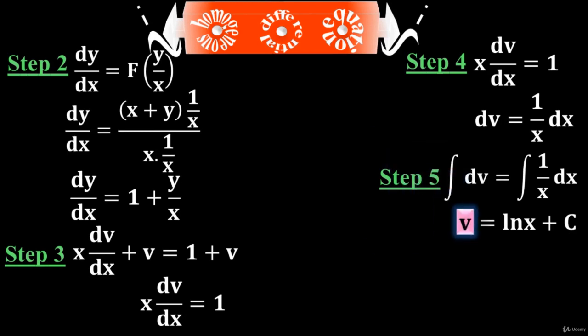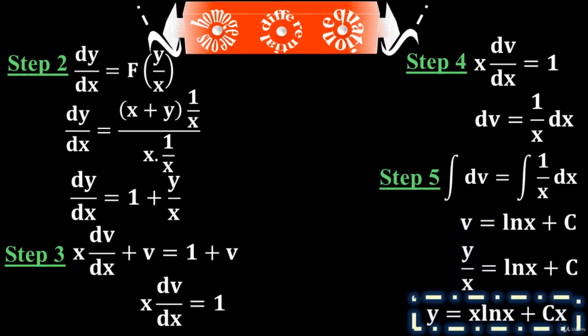Now substitute back the value of v, which was y over x, if you remember. Solve it and you will get the final answer: y equals x times natural log x plus cx. This is the final value.